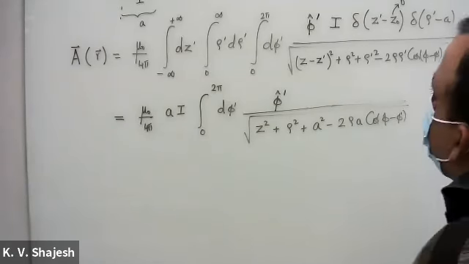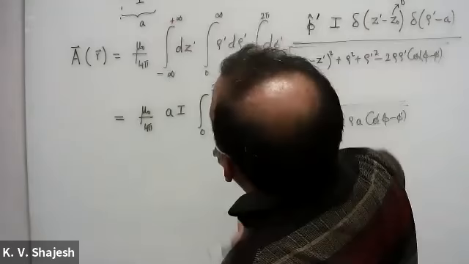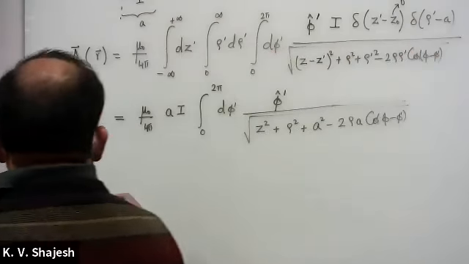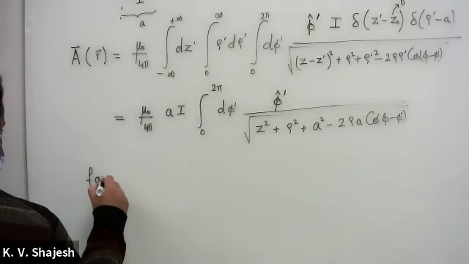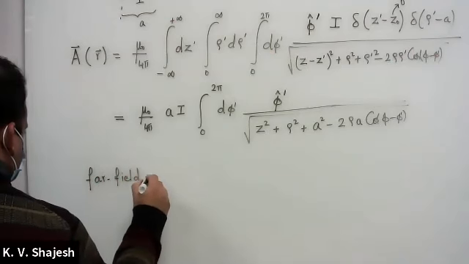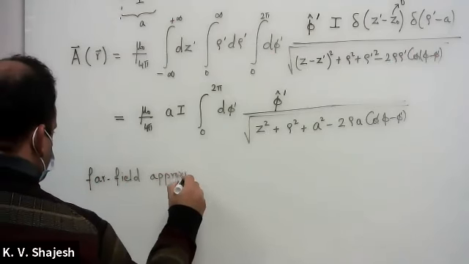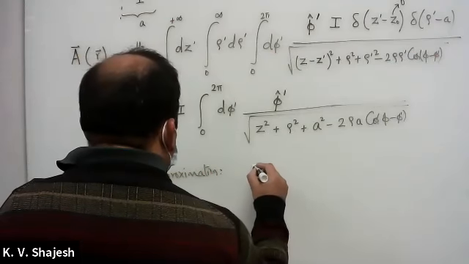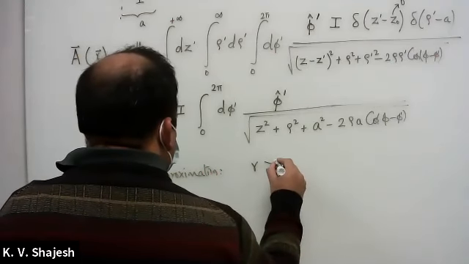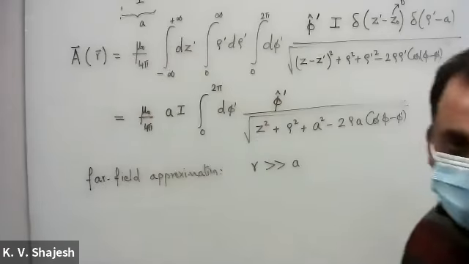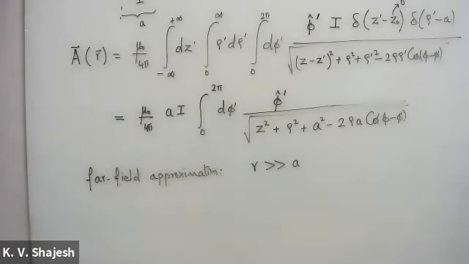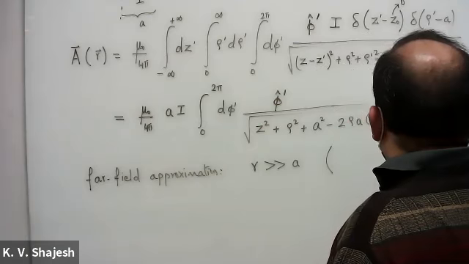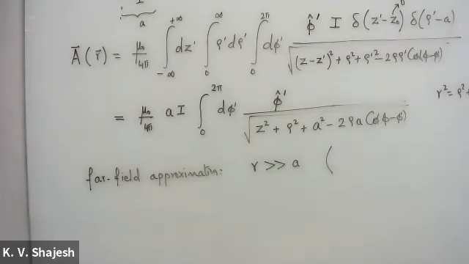Instead, let's say, what if this observation point was extremely far from the source? So this is the far field approximation. That means the observation point, which is R, is very much greater than the radius of the circle a, which also means, since remember R squared is equal to rho squared plus z squared, right? Source point.